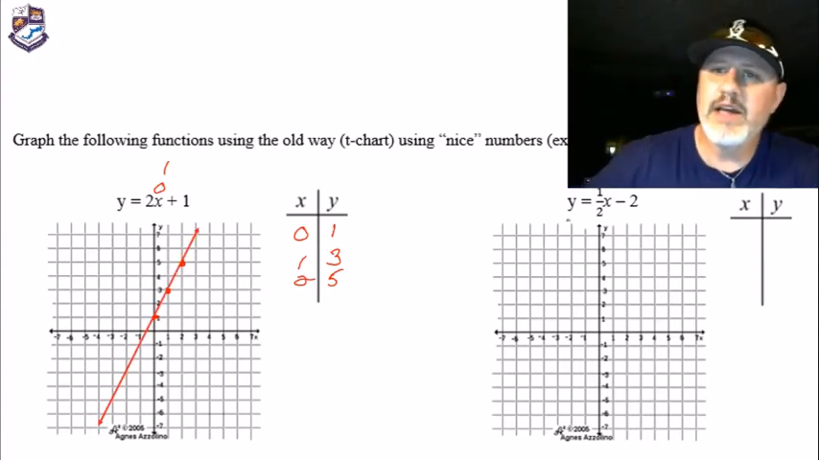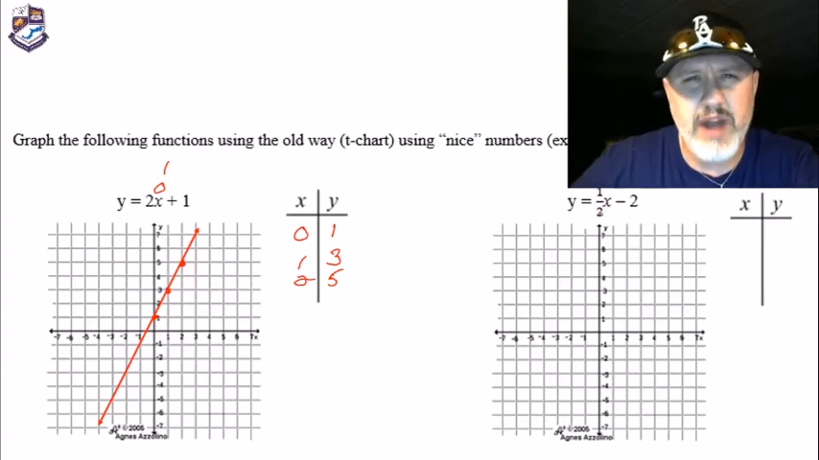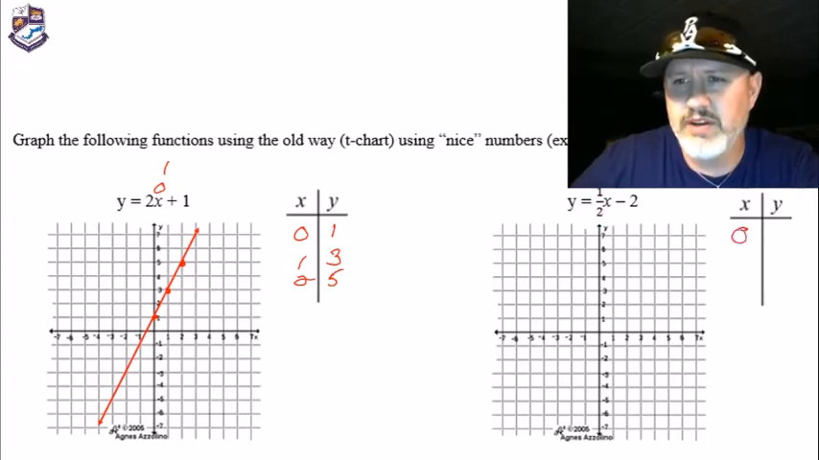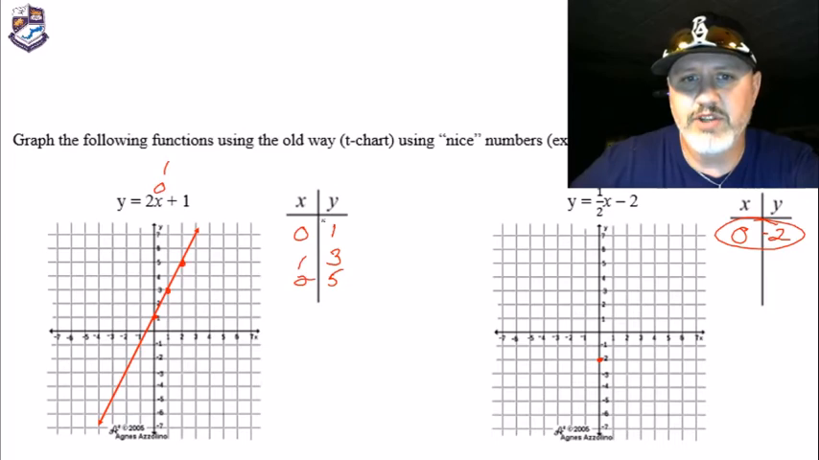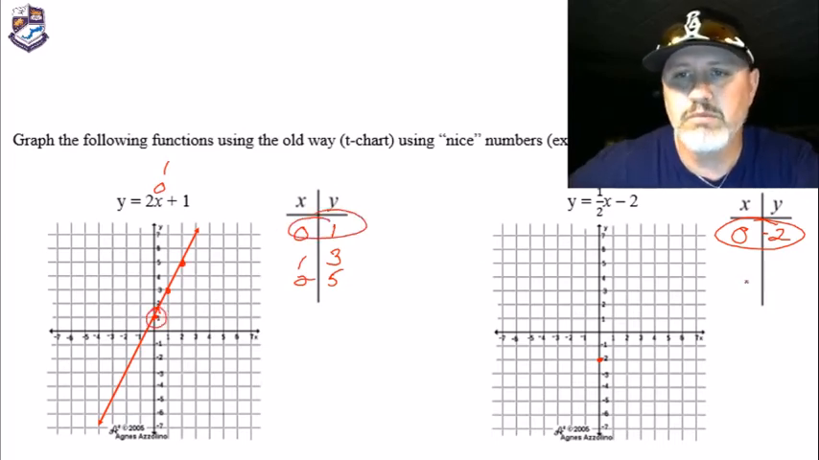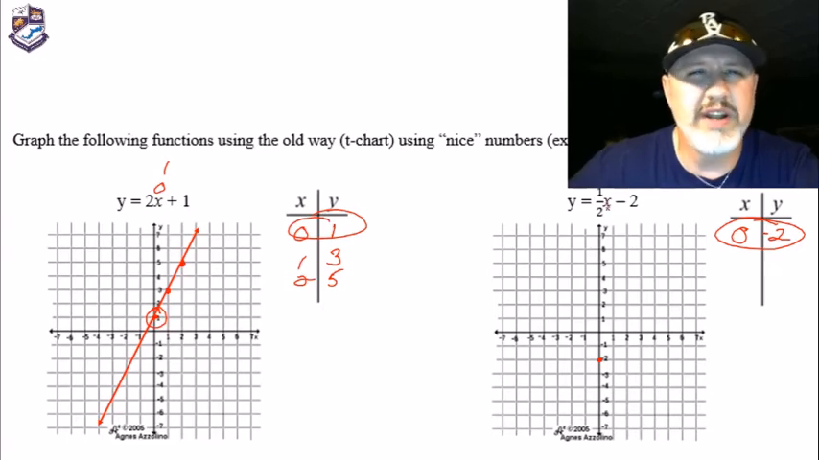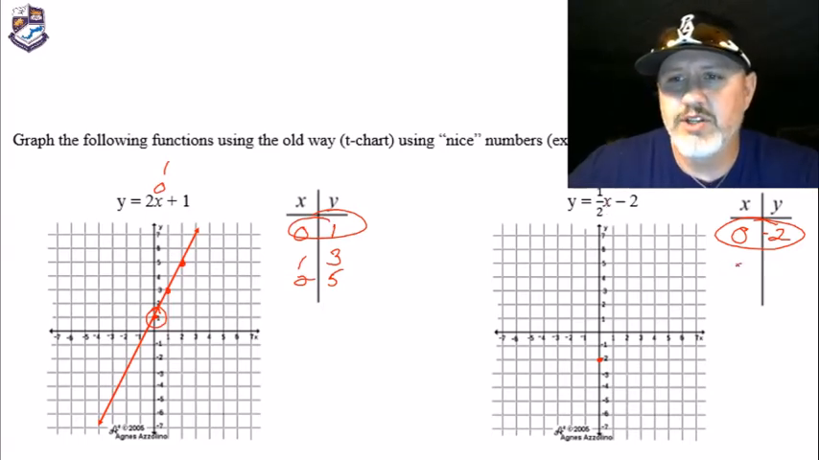Okay. And then they get harder, though. Remember when we had fractions and those fractions problems were tough? If I use 0, I get -2. And there's 0, -2. And check it out. That's the y-intercept, just like over here. This is the y-intercept. It's where it crosses y. But if I substitute 1 in, I'm going to get a fraction. So I'm going to pick 2.